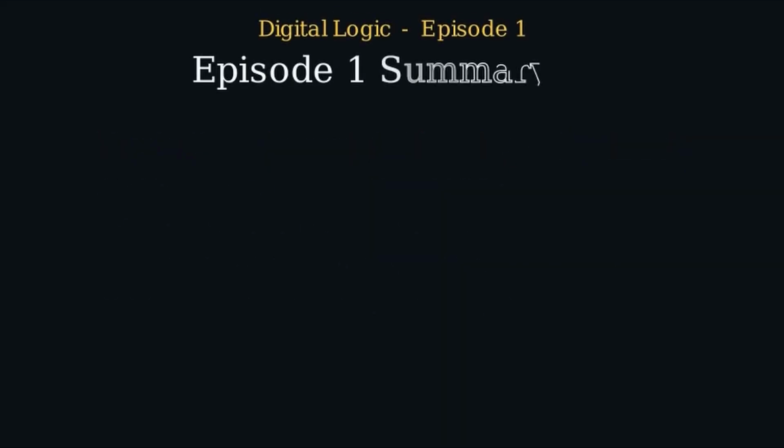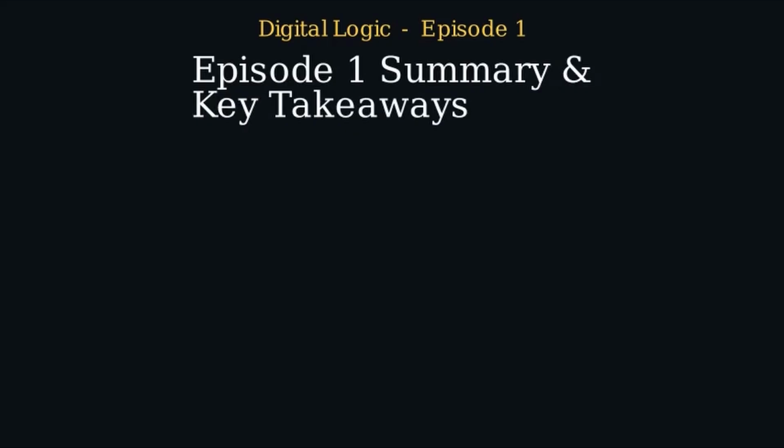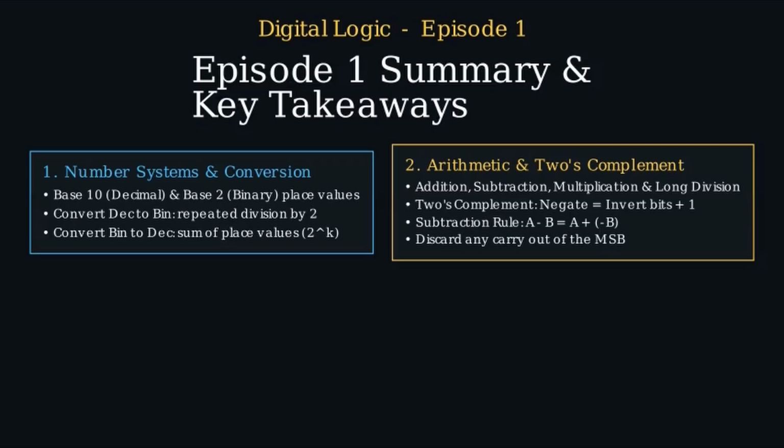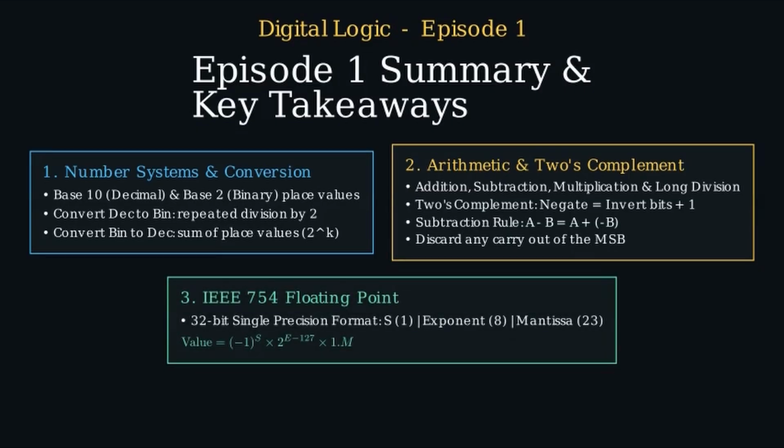Alright, that'll be it for this episode. So here's just a summary of all of the different things I went over: number systems and conversion, as well as arithmetic in 2's complement form, and floating point precision numbers.